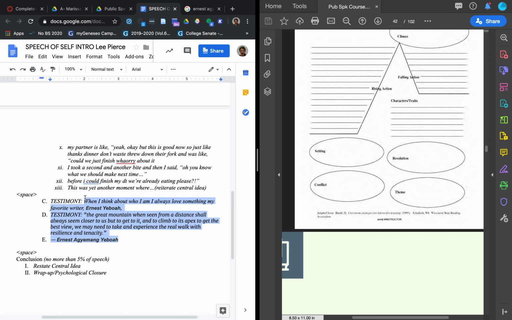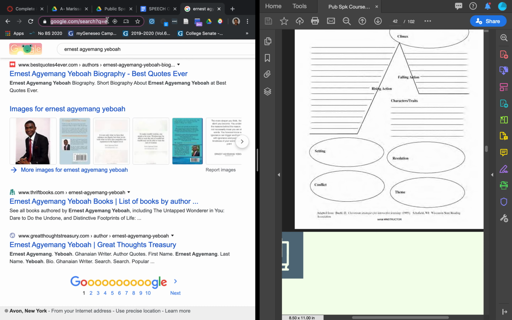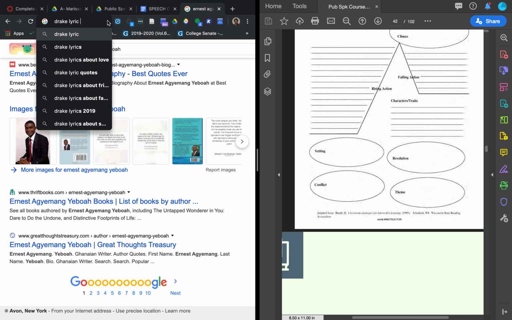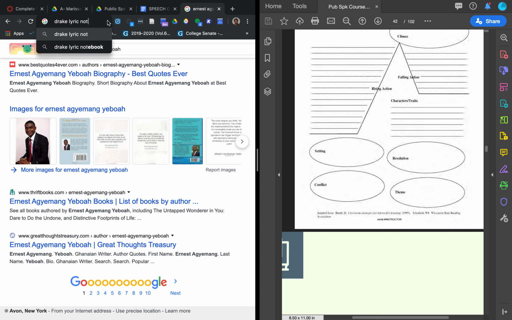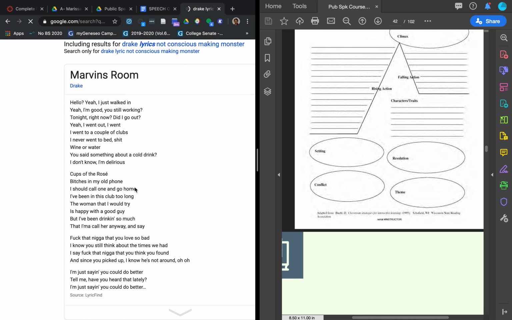There's also really creative ways of using testimony. If you love music, for example, and you can think of a song lyric about somebody who, like, what's that Drake lyric? Not conscious, making monsters. Okay, out of women that I sponsor, something like that. Marvin's Room. I love this song.